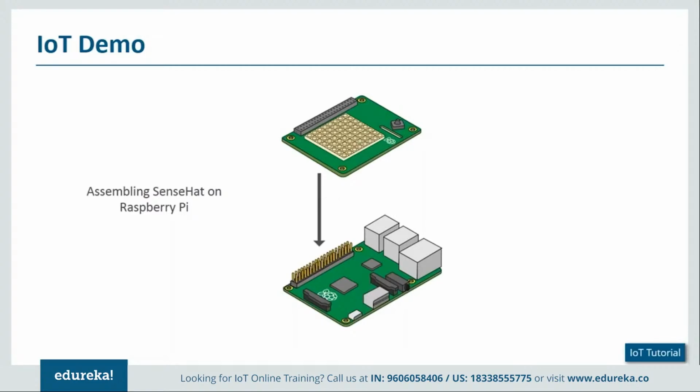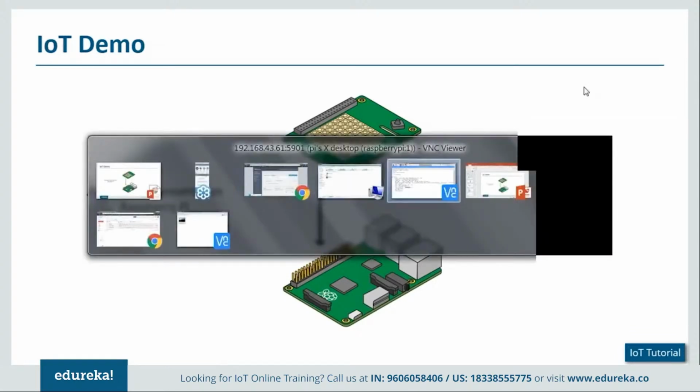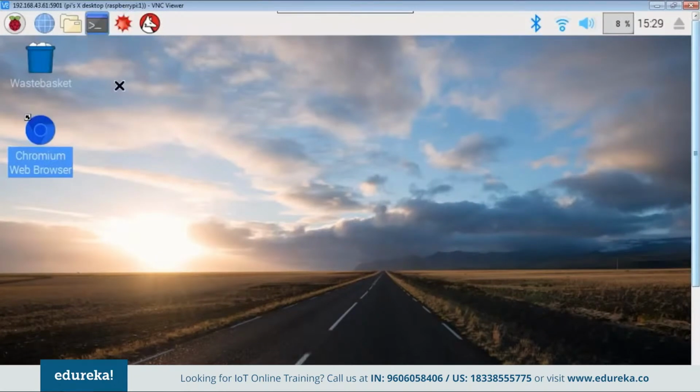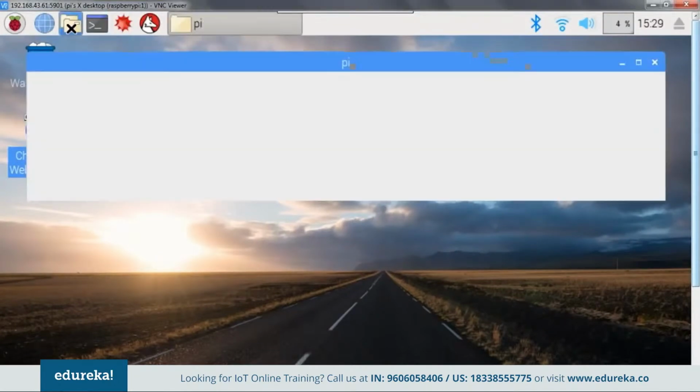Again, just to remind you, we're trying to create a weather control system wherein we measure the temperature, the pressure, and the humidity around the sensor. The first thing we're going to do is connect to my Raspberry Pi. This is my Raspberry Pi interface. Now let me show you the program as well.